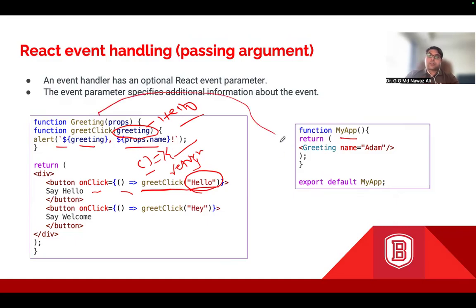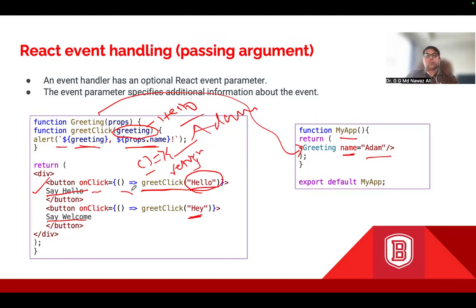So the greeting component is called from the app, and it's giving the name. So the props.name will come from here, so it will be Adam. So you write basically hello Adam. This is the first button. We have two buttons here, right? We have a say hello button and a say welcome button. Let's say that in here, the argument you are passing is hey. So the greeting will change here. The props.name will be the same, Adam, but here it will be hey Adam instead of hello Adam.